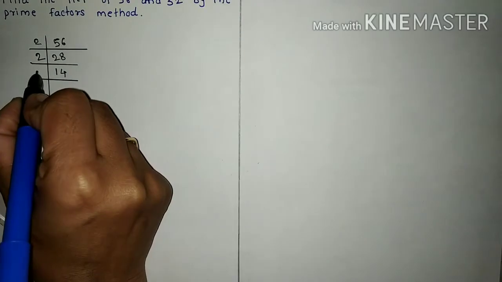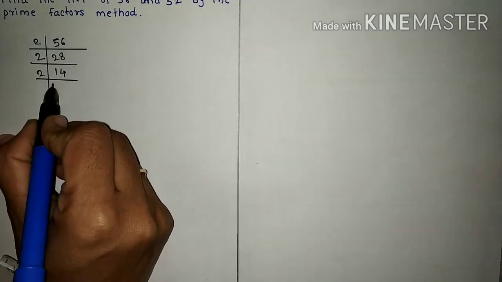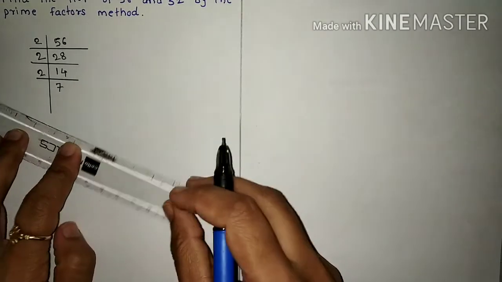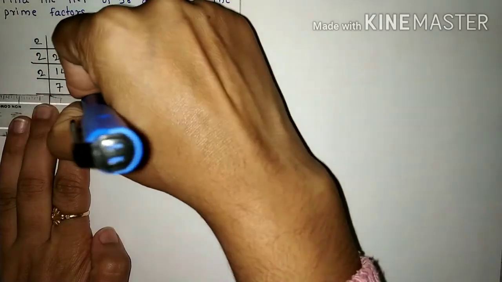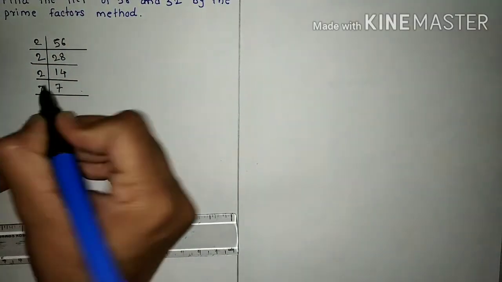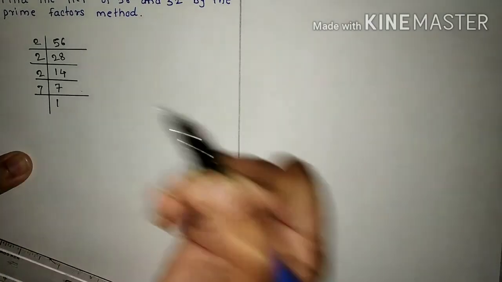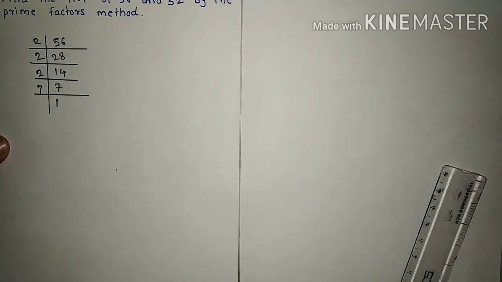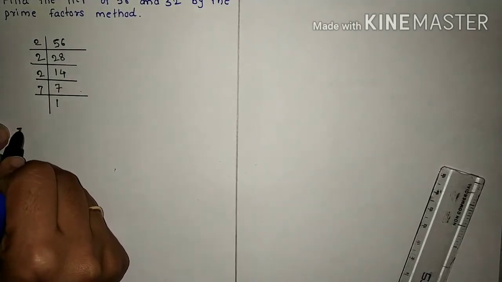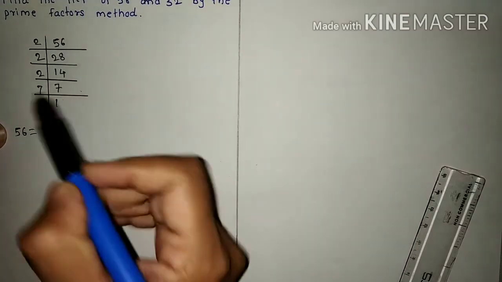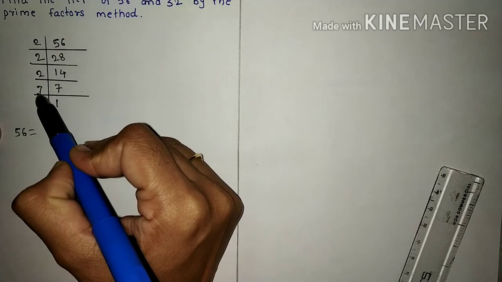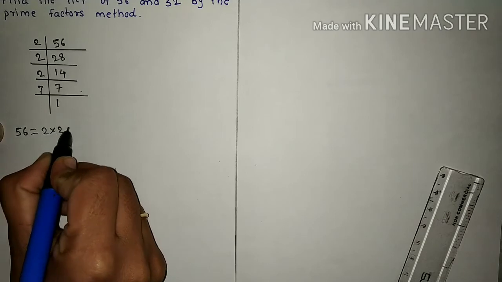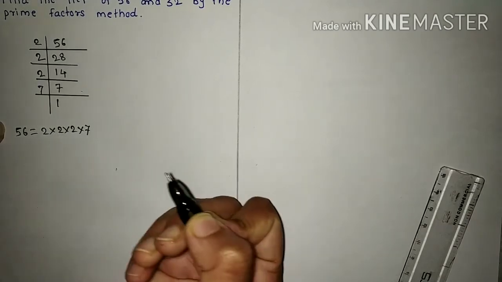So write here 2. 2 sevens are 14. So here 7. Now 7 is divisible by 7. So here we write 7. 7 ones are 7. Here we stop. So prime factors of 56 are: 56 equal to multiplication of these prime numbers. Therefore 56 equal to 2 into 2 into 2 into 7.